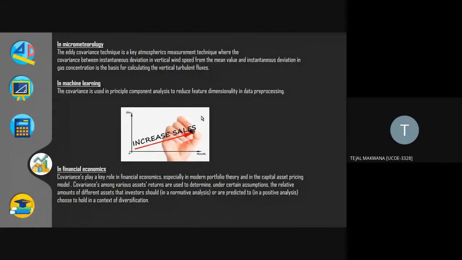In machine learning, covariance is used in principal component analysis to reduce the dimensionality of features in data processing. In machine learning, which includes data science, analysis of data takes place with the help of covariance.